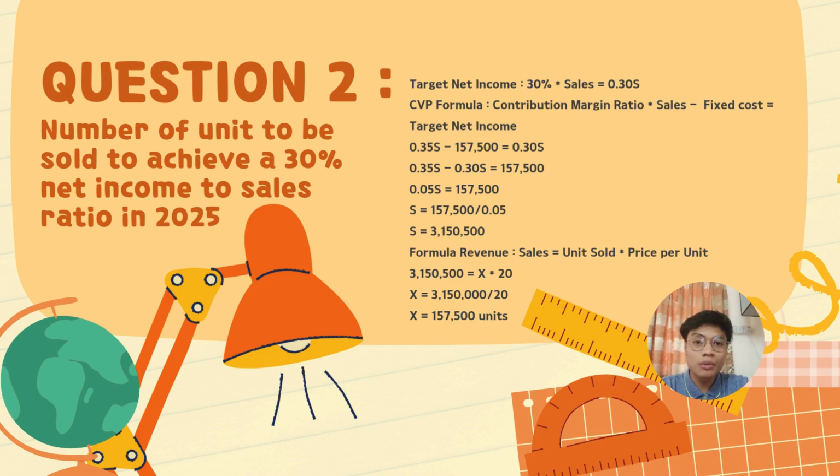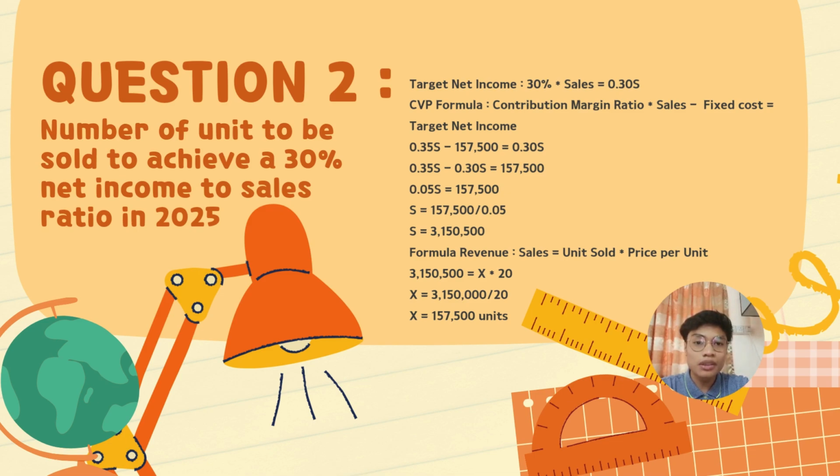So the new equation will be 0.35S minus 0.30S equals 157,500. So we solve 0.35S minus 0.30S and we get 0.05S equals 157,500. So we move the 0.05 to the right-hand side and only leave the S on the left-hand side, which is S equals 157,500 divided by 0.05. So the S we get is 3,150,000 ringgit.